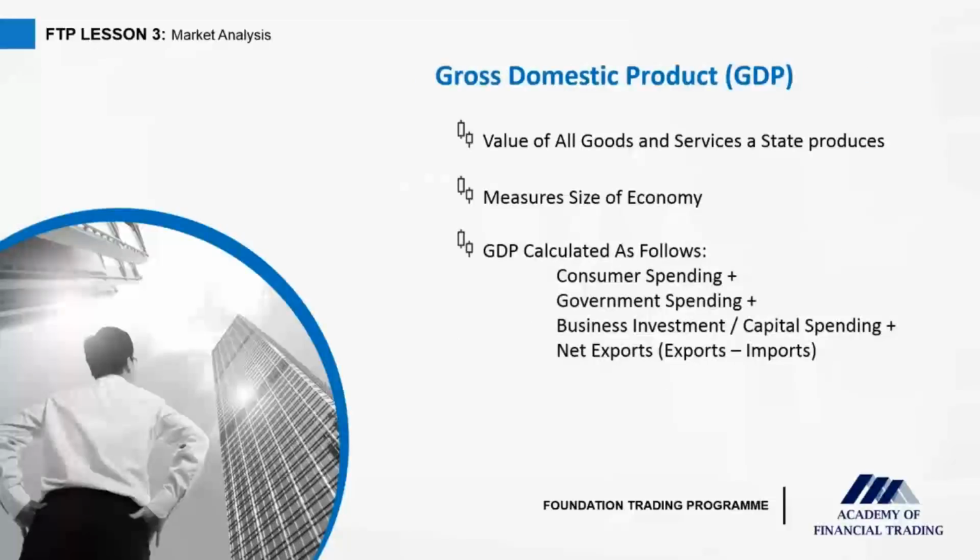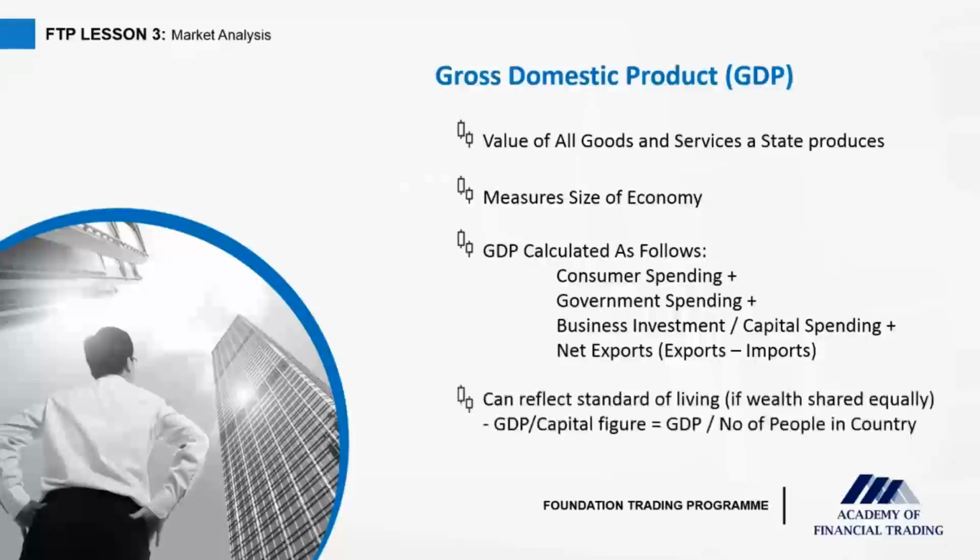Now, GDP is simply calculated as follows. It's looking at your consumer spending, how much you and me spend on a daily basis. And then we need to add government spending, how much our government spends on an annual basis. And then we need to add business investment. How much does the business community spend on investment and capital spending? And then we need to add on net exports as an economy. So that's exports minus imports.